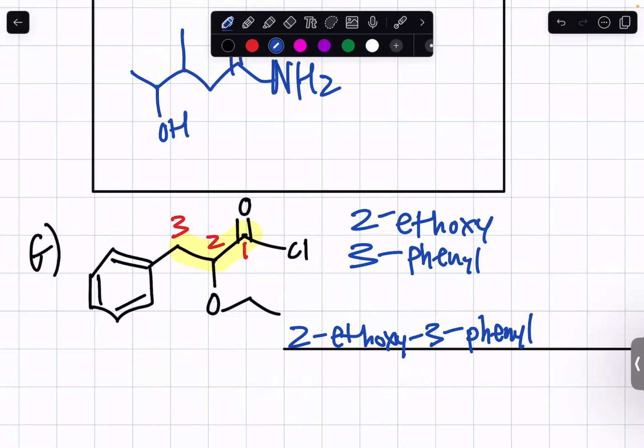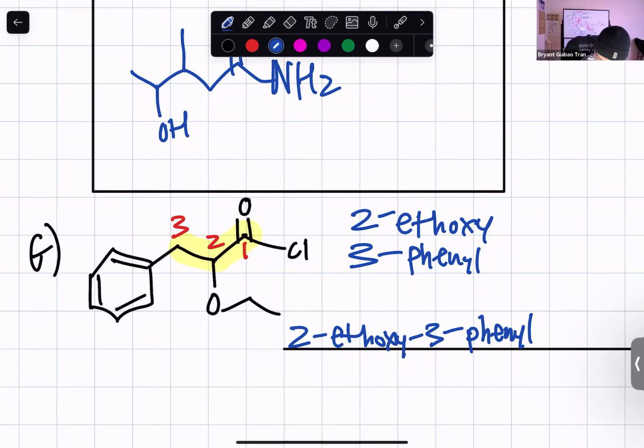And then do you know the suffix name for this acyl halide or acyl chloride? The oyl? Yeah, oyl chloride. But we have the longest chain, 3 carbons long, which is going to be propanoyl chloride.